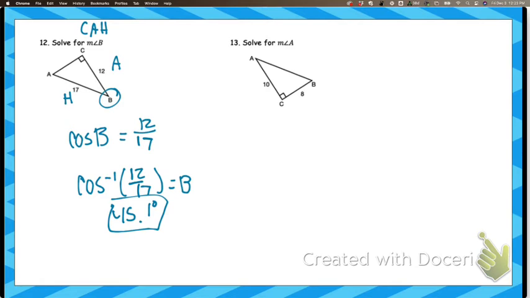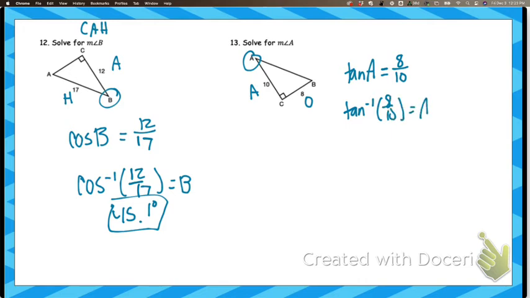All right, then looking at the next one, we want angle A this time. I have adjacent and opposite. So tan of the angle, tan A, equals opposite over adjacent. So we can write this as tan inverse. Again, when you're looking for an angle, you have to use inverse. Shift tan 8 over 10. And I get 38.7 degrees.